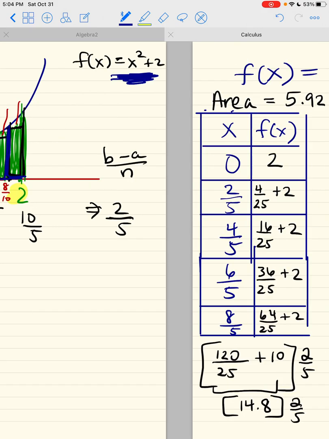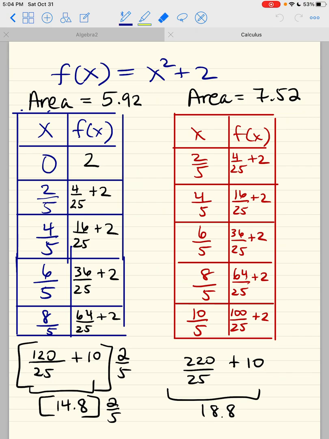Okay, so let's take a look at what that looks like. I made this chart here. I said 0. I don't know why it keeps erasing. I said 0, take 3. So what happens when you put 0 in here? 0 squared is 0 plus 2 is 2. What happens when you put 2/5 here? 2/5 squared is 4/5.